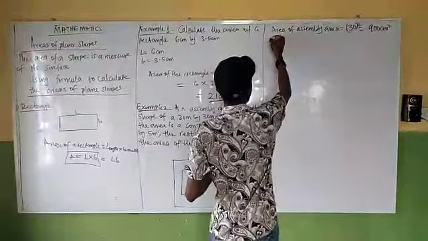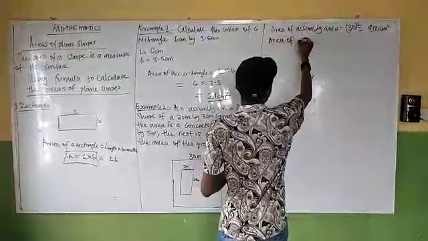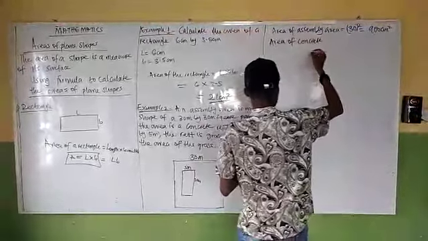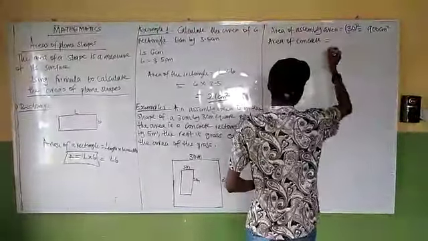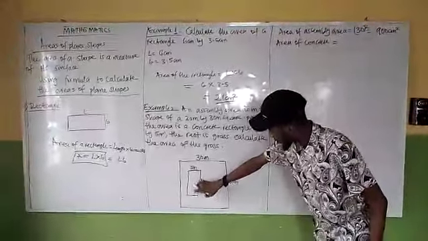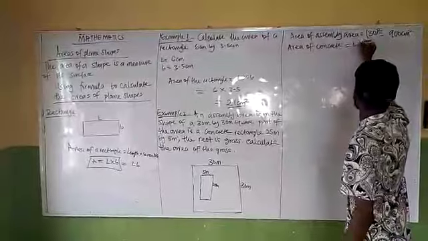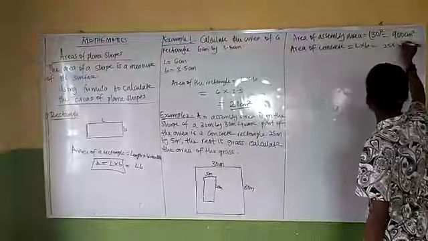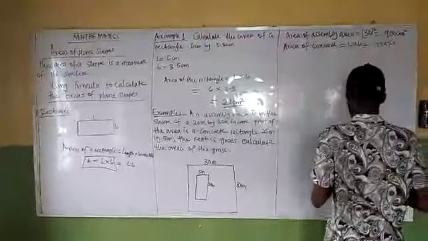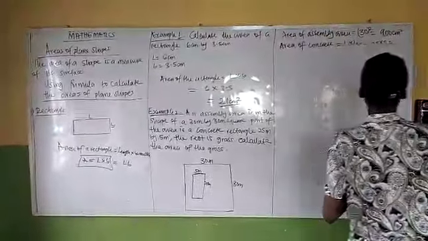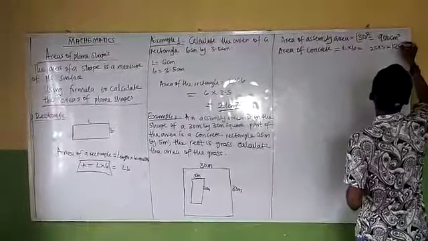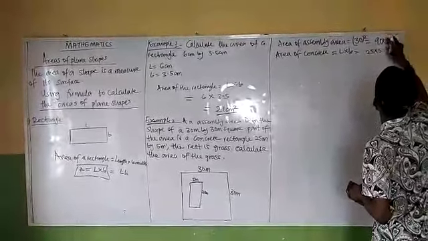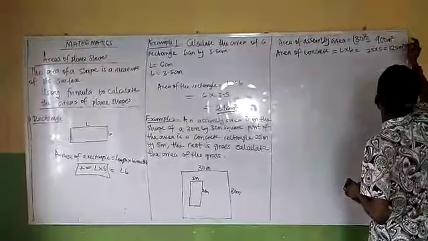Then what about area of concrete? Area of concrete rectangle. You can just say area of concrete. So the area of concrete is rectangular in shape. So what you just have to do is say length times breadth, which is 25 multiplied by 5. So 25 multiplied by 5 gives you 125 meter square. So this one too is in meter square. Everything is in meter square.